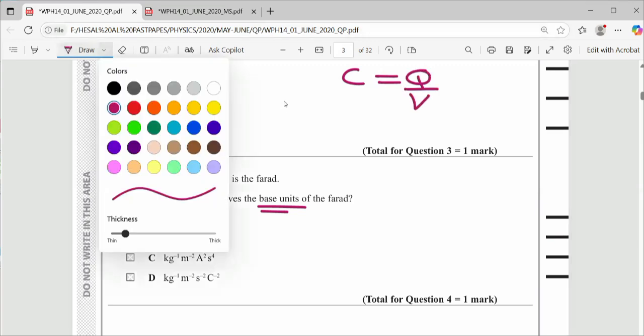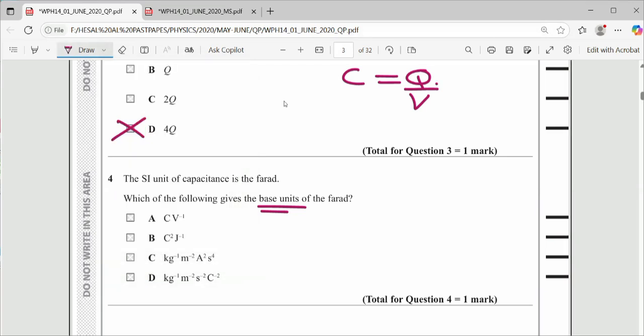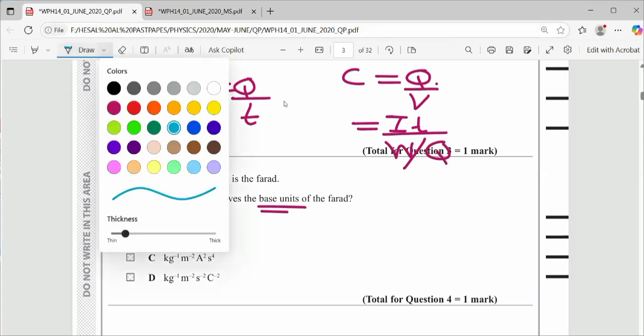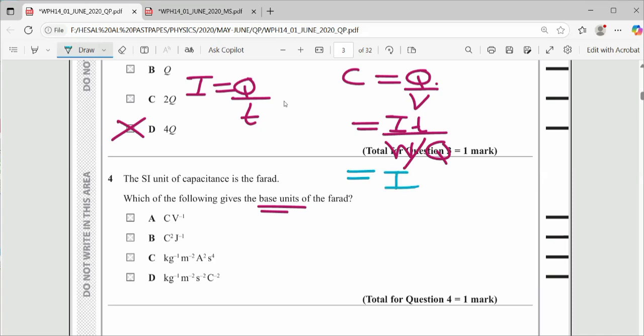Now I'm going to substitute the terms for Q and V. What's the equation I can use here? First, I equals Q over t in there. Instead of Q, I can use It. What about V? For V, I can use W over Q. Once I write in this, Q comes up, I write down It here. Instead of that Q, again I can write down It.